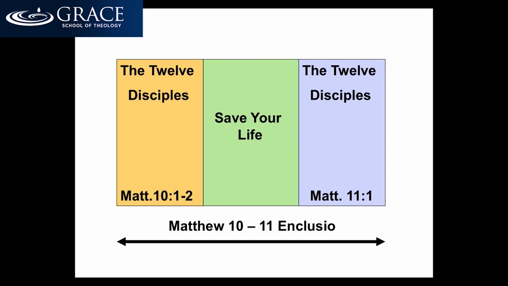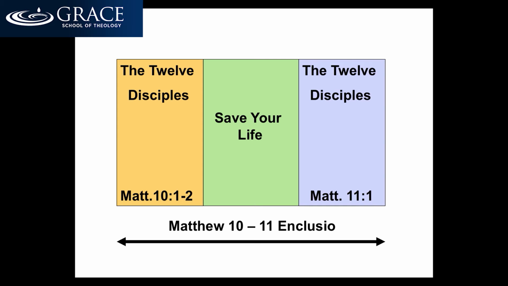If we were to look in Matthew 10 and 11, Matthew 10:1 and 2 begins something to the 12 disciples. Matthew 11:1, there is something to the 12 disciples. In between, Jesus talks in chapter 10 about, you want to lose your life? If you save your life, you lose it. If you lose your life, you save it. So what we have is an inclusio wrapped around the sentence, the 12 disciples in 10:1 and 11:1, and everything else in between is all about the disciples.